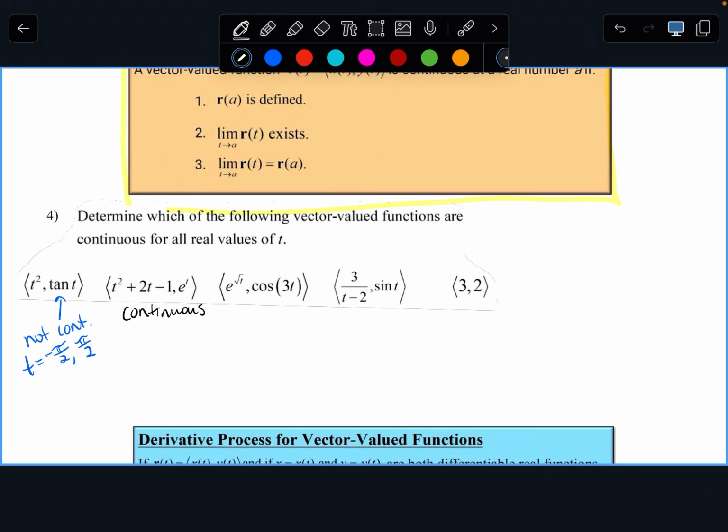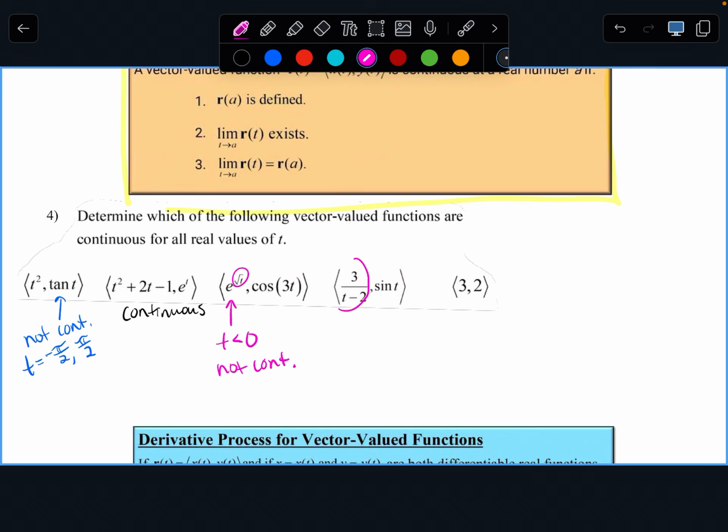Right? And then look at the next one, e square root. You can't square root a negative. So nothing's crazy new, it's just that now you're doing double. That's the only difference. Because if t is negative, you can't square root it. It's not continuous.